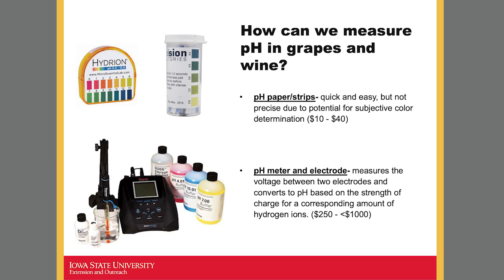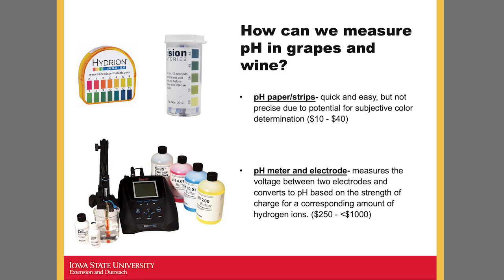So if I say it looks like it's the green for 3.2, and you say it's 3.6, that's going to affect our winemaking decisions in big ways. So a more precise, better way is to use a pH meter with an electrode. And that's just measuring the strength of voltage between the electrodes in the probe based on the amount of charge that there are hydrogen ions.